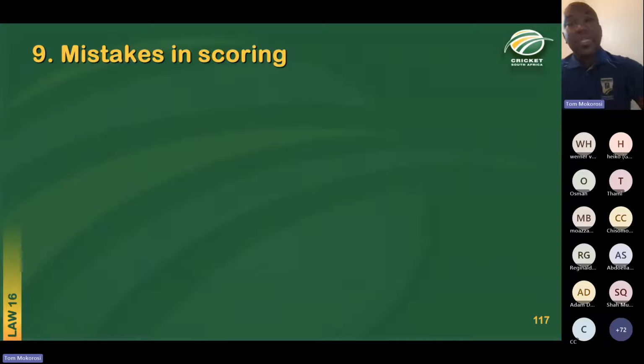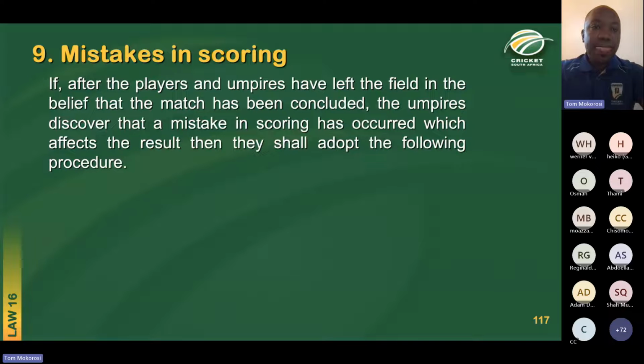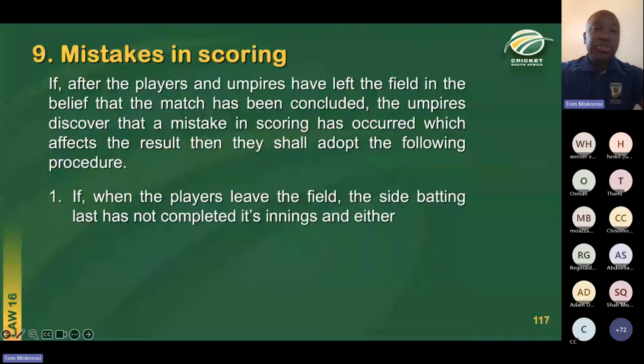What happens if there are mistakes in scoring? We hope that this doesn't happen, but if it should, how do we as umpires handle it? Law tells us that if after the players and umpires have left the field in the belief that the match has been concluded, and then the umpires subsequently discovered that a mistake in scoring has occurred, which affects the result, then the umpire shall adopt the following procedures.